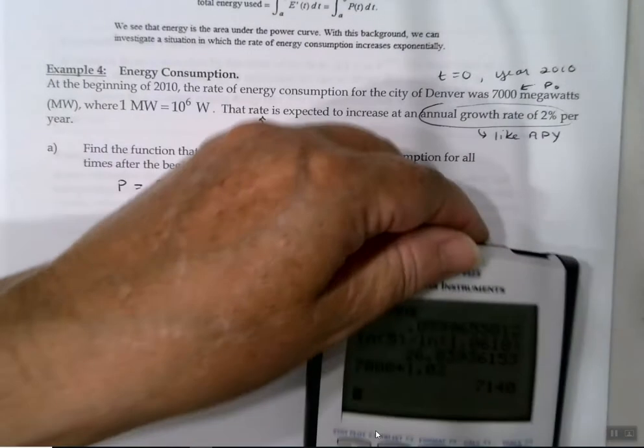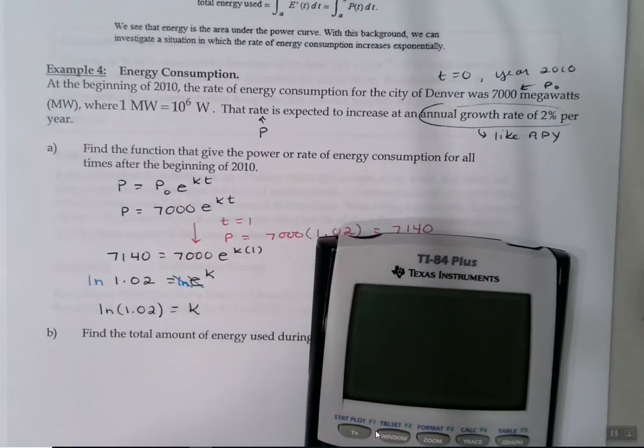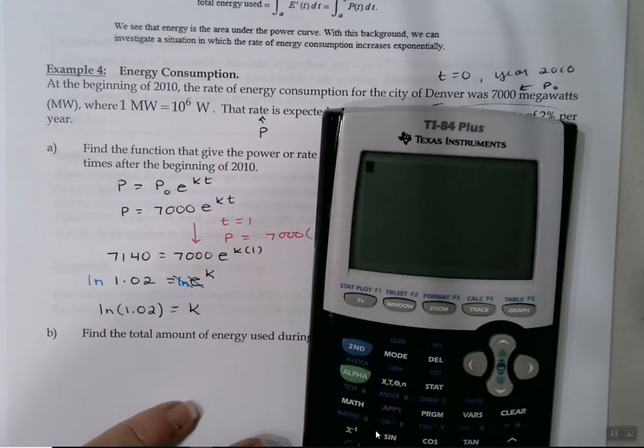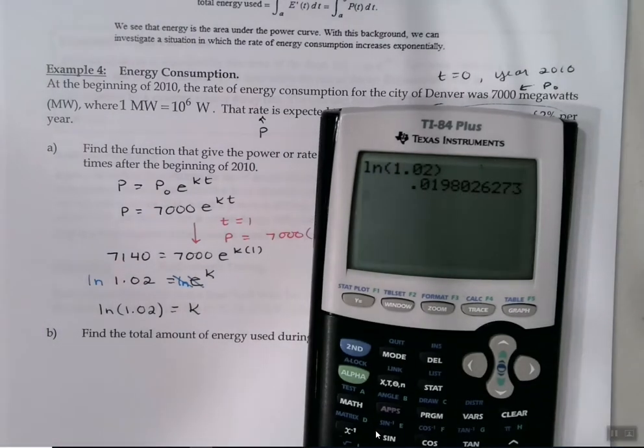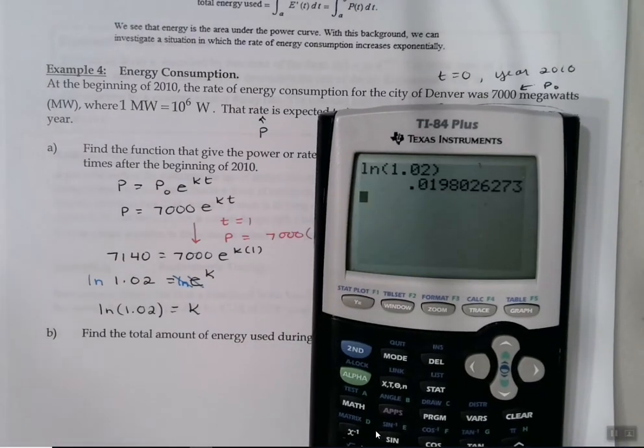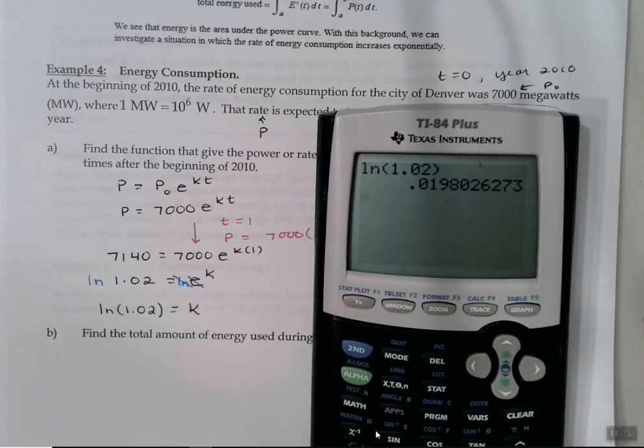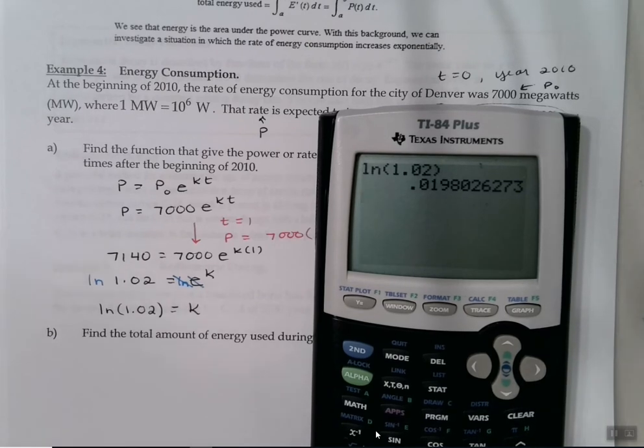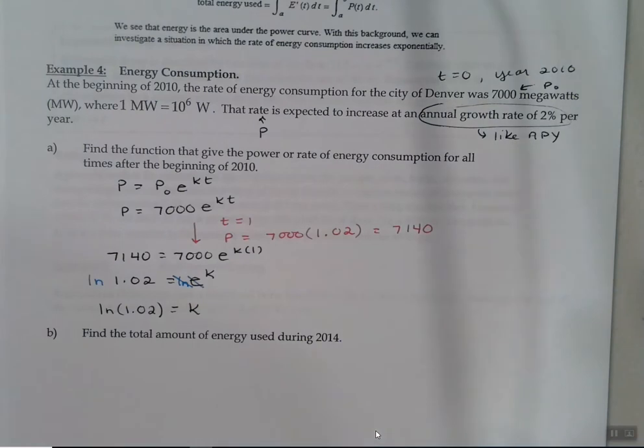By the way, the natural log of 1.02 is about 0.0198, so just a little bit less than 2% for the actual continuous growth constant k. But I'm going to leave the exact value, natural log of 1.02.